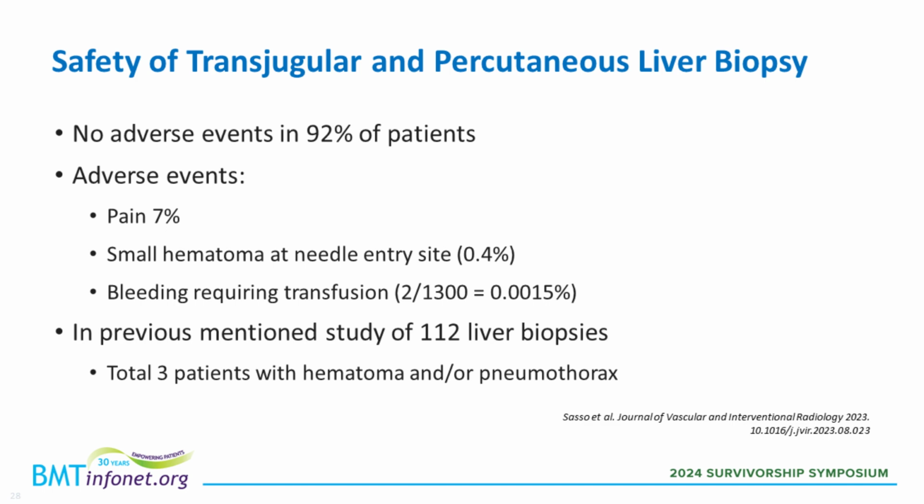In a study to assess the safety of transjugular or percutaneous liver biopsy, there were no adverse events in the majority of patients, in 92%, and of the patients that did, pain was the most common. You can have, fairly regularly, a small hematoma or blood collection where they enter the needle at the neck, and very, very rarely, 0.0015%, was the bleeding so significant from the procedure that a patient would need a transfusion. So in general, very well tolerated, low risk, but obviously not without any risk.